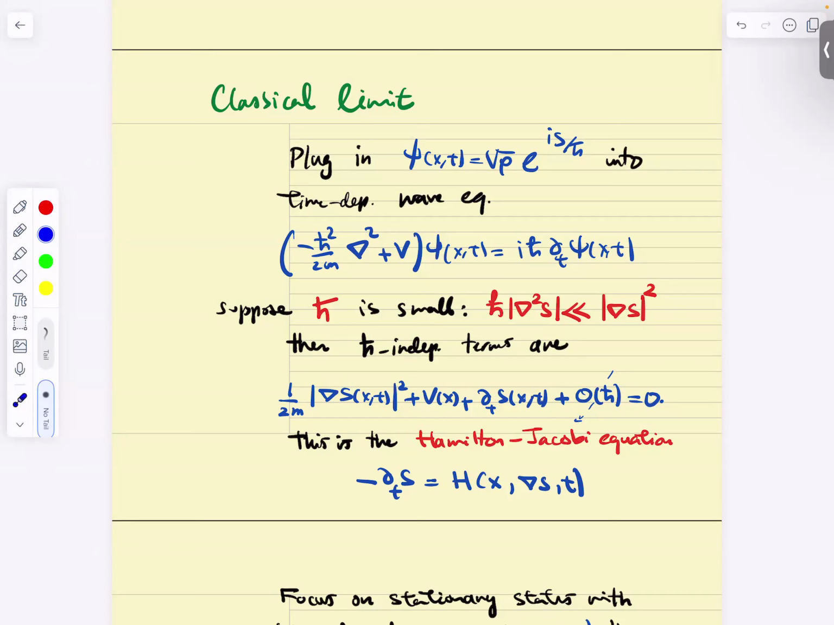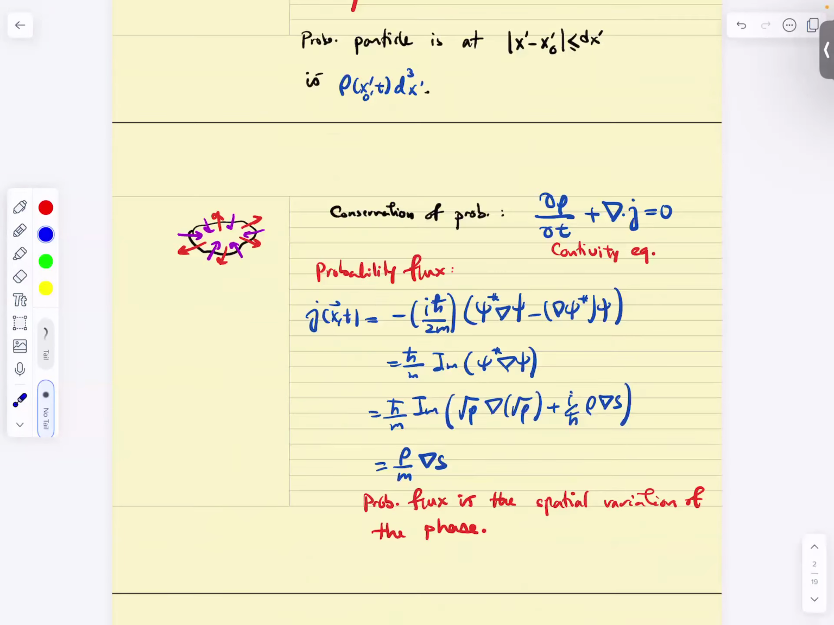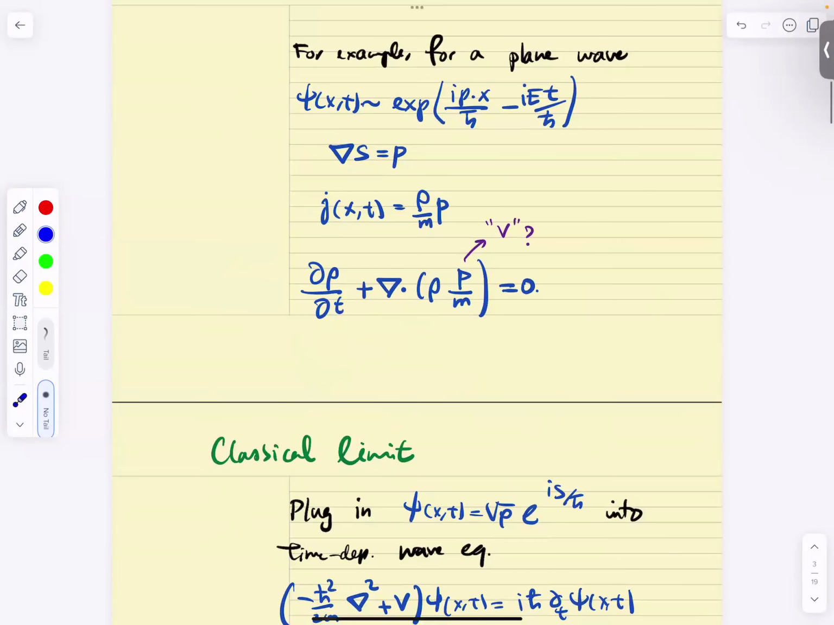Actually, as a matter of fact, you could have argued this here. When you write psi this way, a phase is always dimensionless. That's sensible. You can only exponentiate a number. You cannot exponentiate a kilogram. That makes no sense. So it has to be dimensionless. So what we are doing here is that we know that this dimensionless number behaves like action.